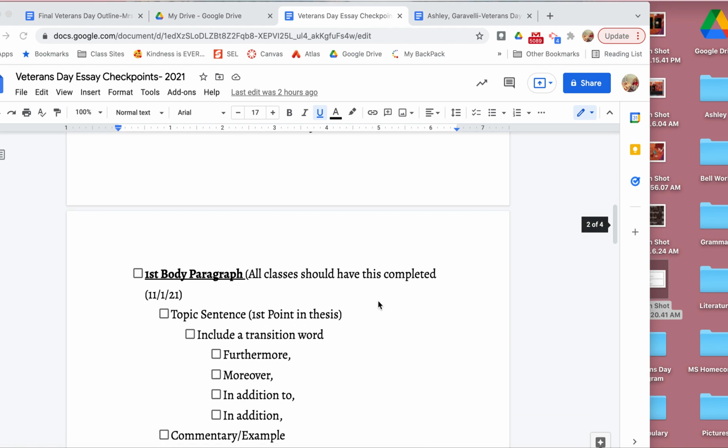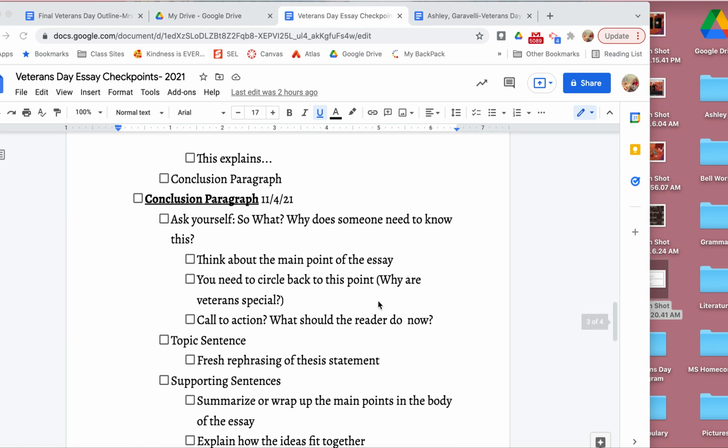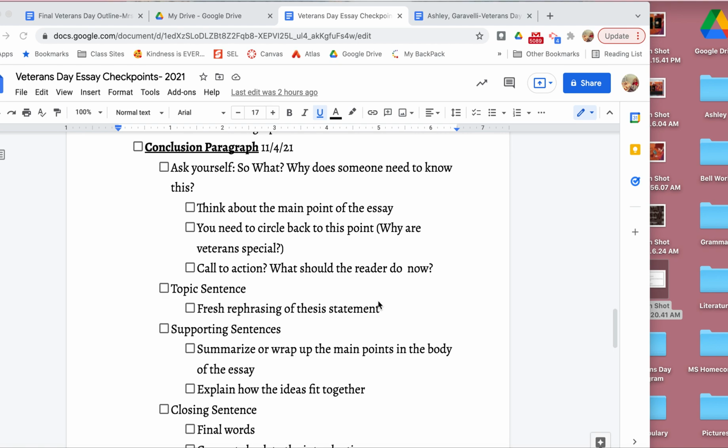So, looking at my screen, this is the paragraph where you're ending your entire essay. You really want to circle back to the point of your essay, which in this case is why veterans are special. And you really want to think about the question, so what? Why does someone need to know this information? What are they supposed to do with it?